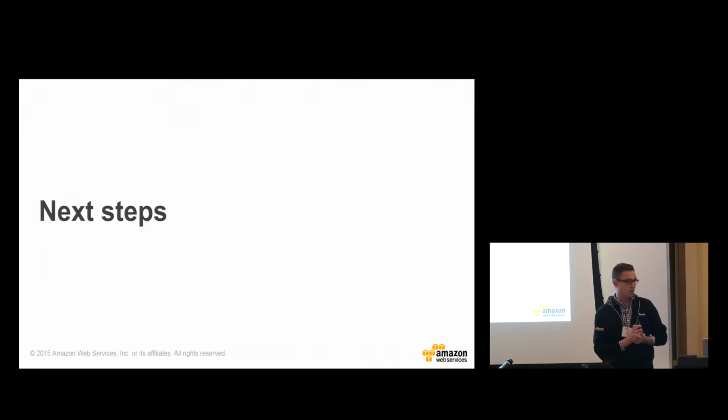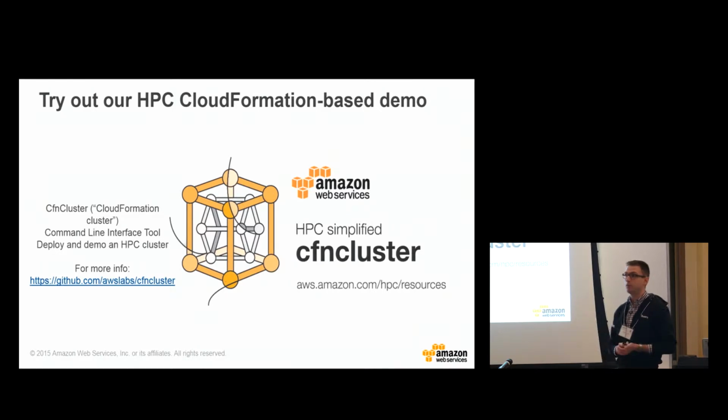So, next steps to get started on AWS as a researcher. If you're interested in high performance computing, I'd highly recommend you check out our CfnCluster. This is basically a CloudFormation template. This allows you to spin up a set of resources in your account based on a template. You can check out the link there on GitHub. And this is sort of a baseline for setting up a high-performance computing cluster.